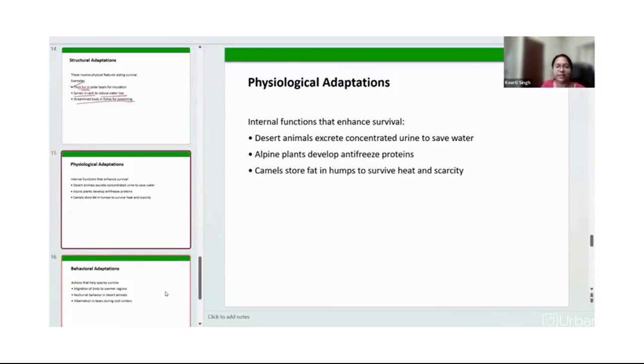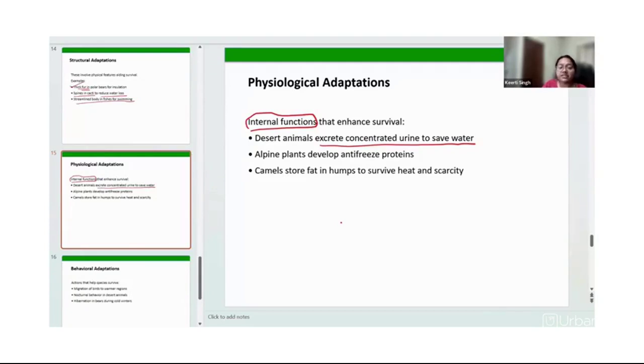Next is our physiological adaptations. What are physiological adaptations? Internal functions that enhance survival. For example, desert animals excrete concentrated urine to save water. It means the maximum amount of water is absorbed in the body, right? So that there is less urge to drink water again and again, because the availability of water is very less in that particular area. So they have to use the water very carefully.